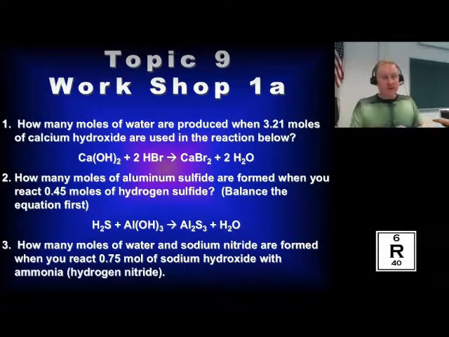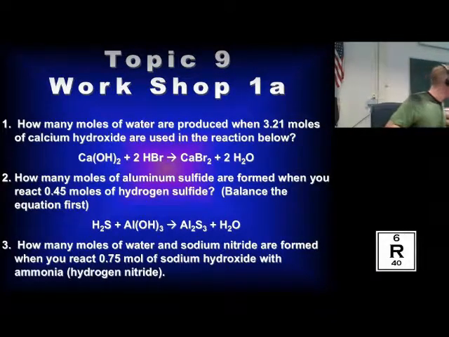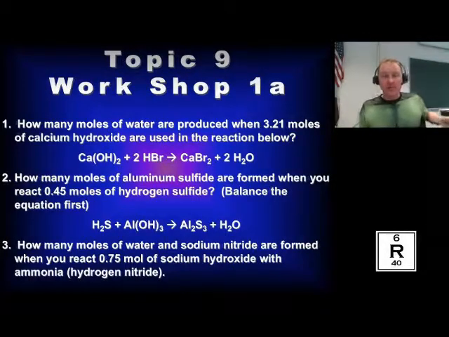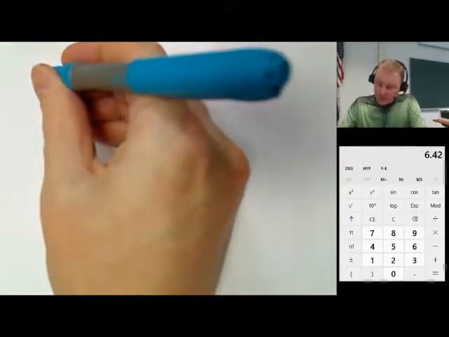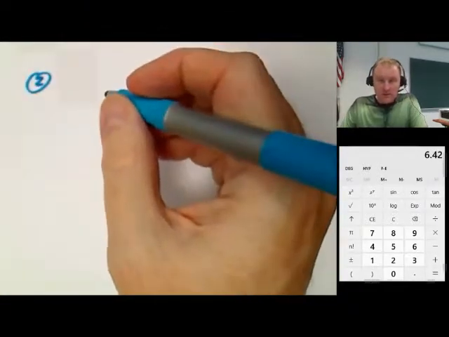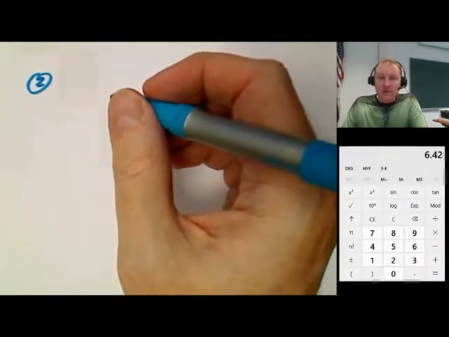Number 2 says, how many moles of aluminum sulfide are formed when you react 4.5 moles of hydrogen sulfide? You have to balance this equation first. All right, so let's try that one. Let's balance the equation. This is going to be number 2.